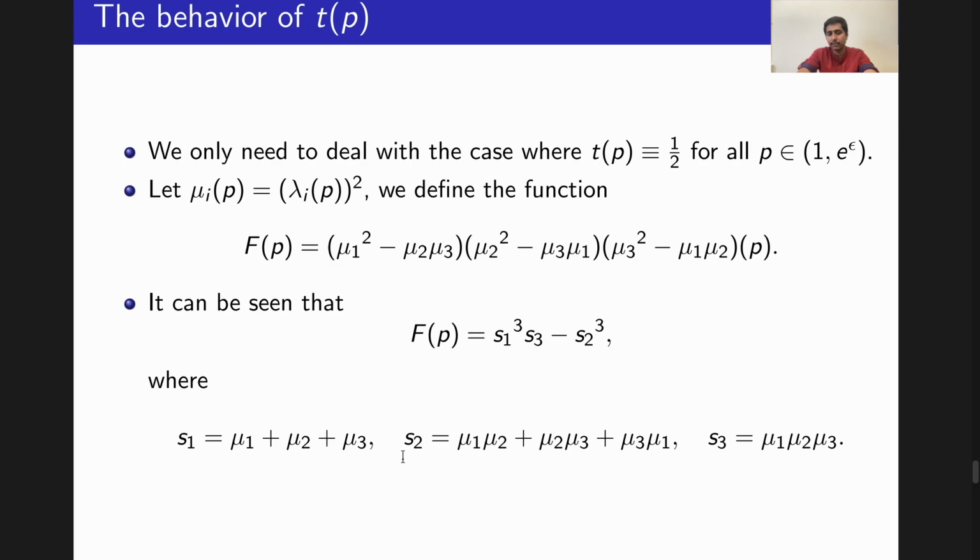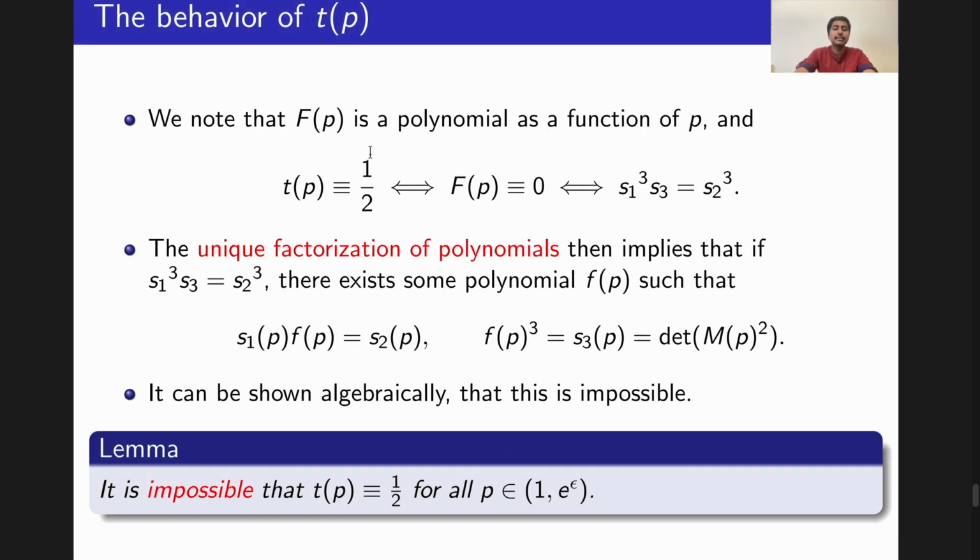the elementary symmetric polynomials. Now the thing to note is that the elementary symmetric polynomials of the eigenvalues of the matrix M can also be represented in terms of the entries of the matrix M. And in fact, they are going to be polynomials in the entries of the matrix M of P, and that makes them polynomials in P. So f of P is now a polynomial as a function of P. And we also note that because of the way we defined f, T of P being the constant 1/2 function is equivalent to f of P being the constant 0 function, which in turn is equivalent to the polynomial s1 cubed times s3 being equal to s2 cubed.